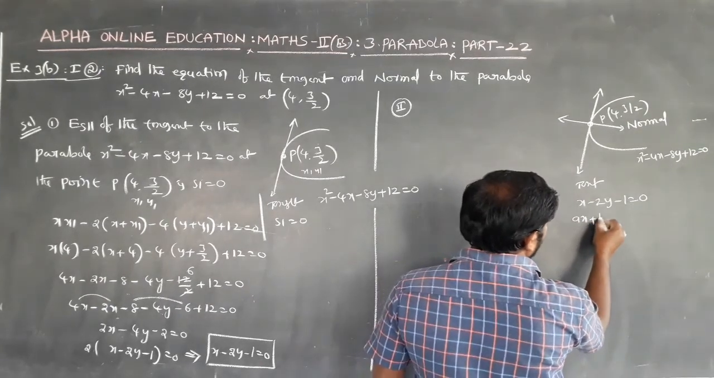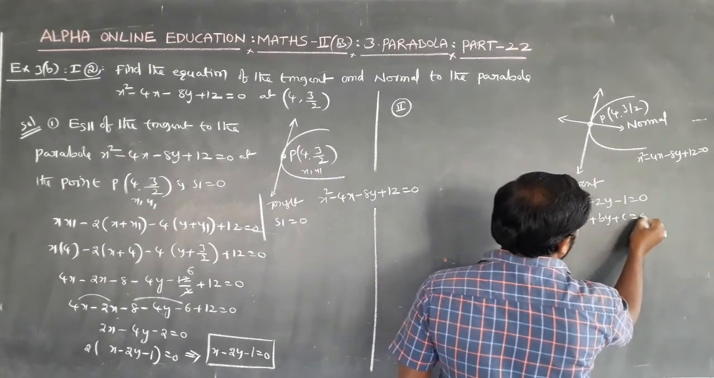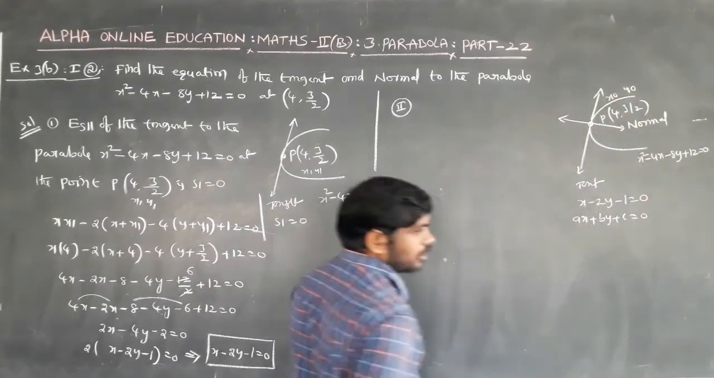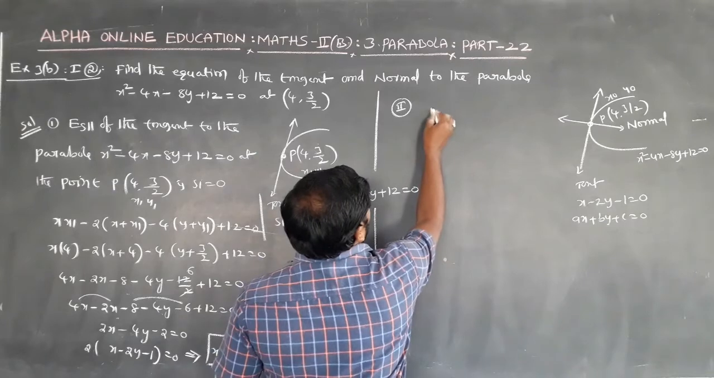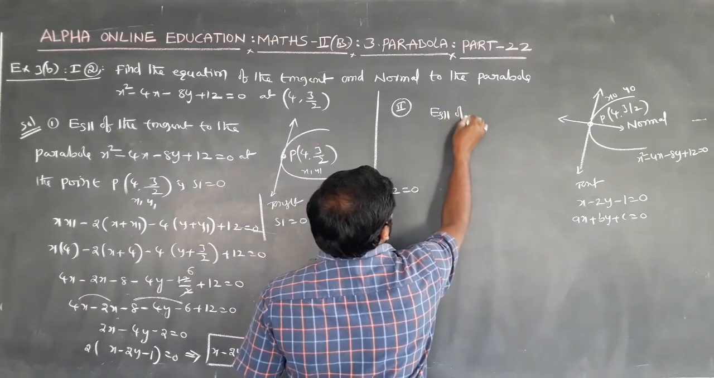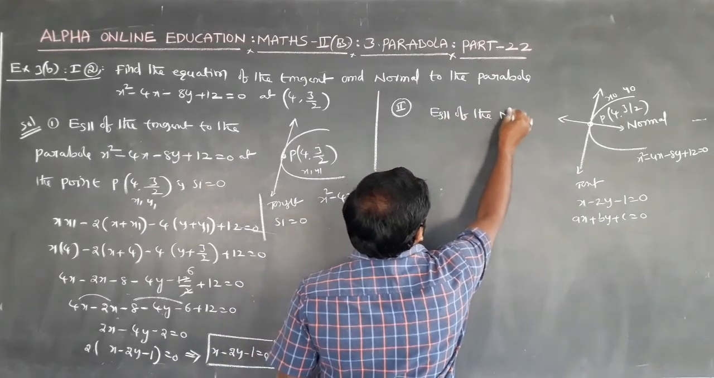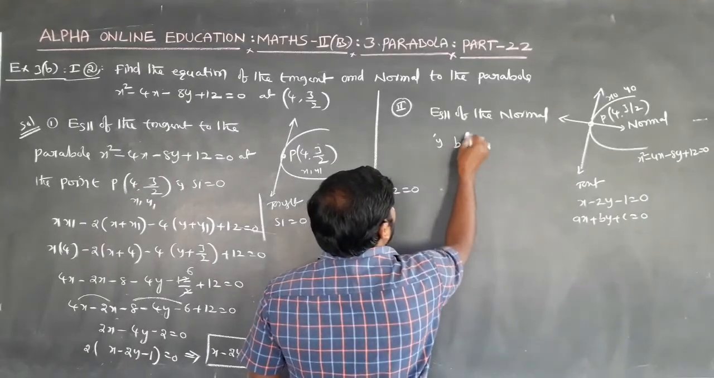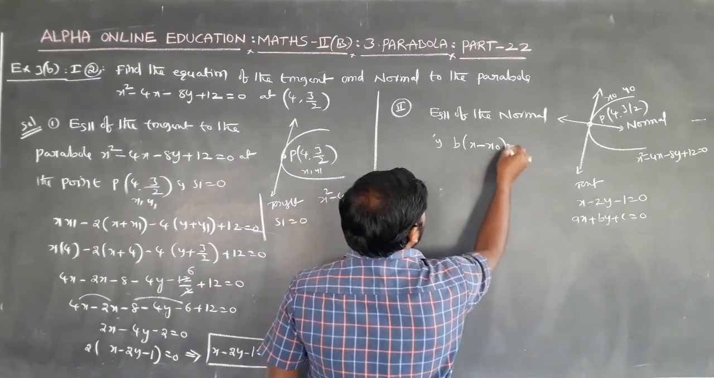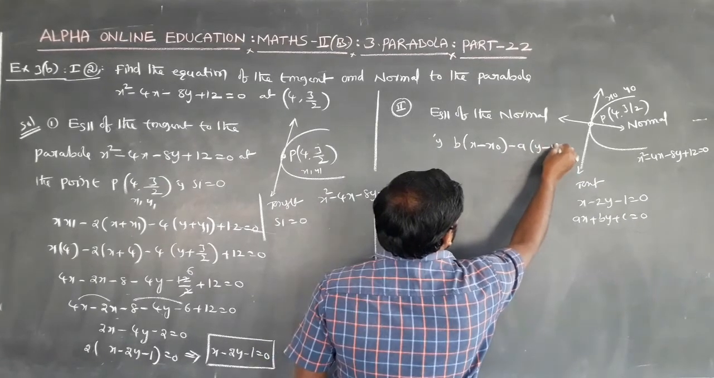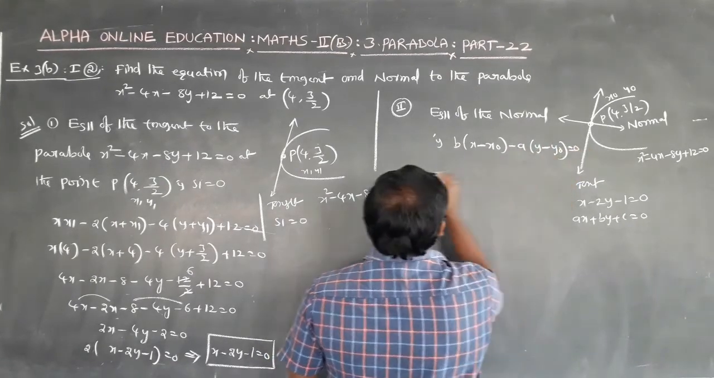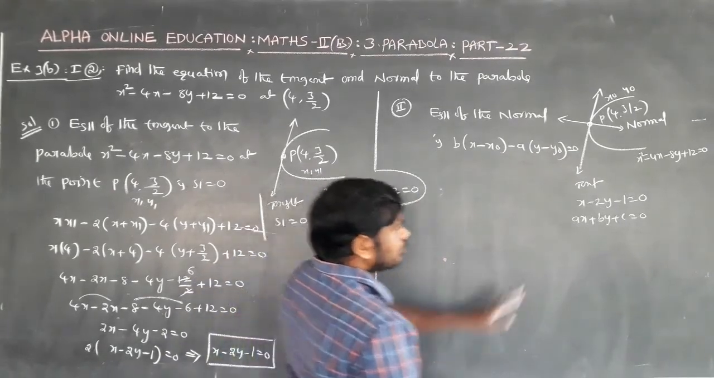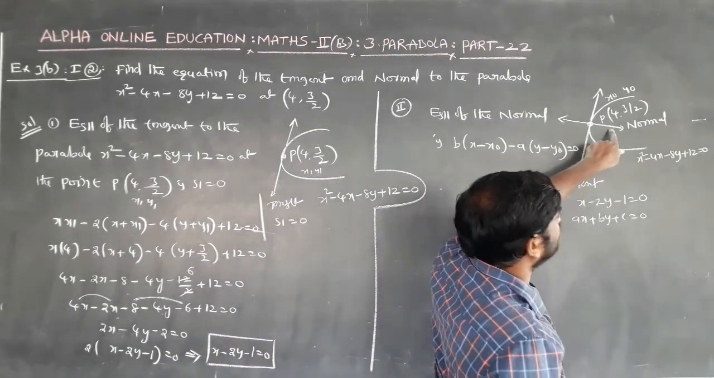This is the line ax plus by plus c equal to 0. Point is x naught, y naught. Here equation of the normal. Equation of the normal is b into x minus x naught minus a into y minus y naught is equal to 0. This is the tangent, this is the normal.